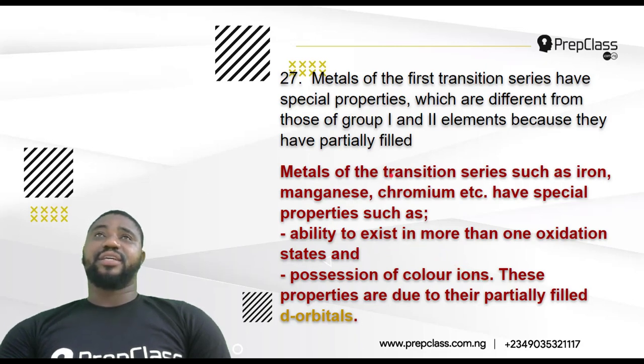Like iron can exist in oxidation state of +2 or +3. Oxidation state of +2 is dirty green in color. Oxidation state of +3 for iron is reddish brown in color. Manganese, for example, can exist in more than one oxidation state. Oxidation state of manganese can be +2, which is colorless. It can be +7, which is purple in color.